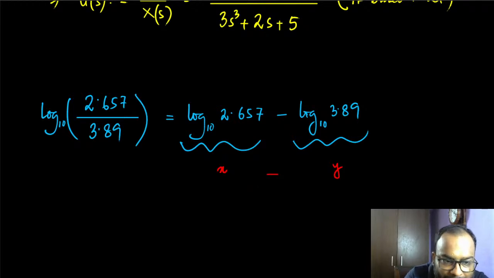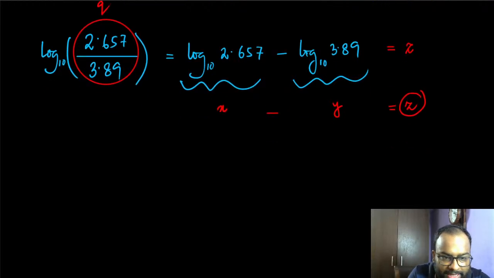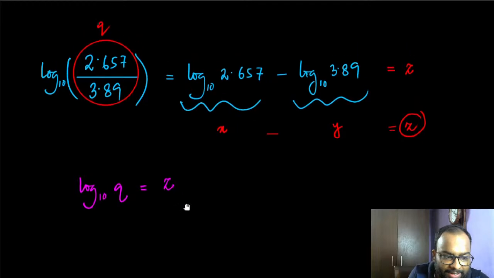So you end up with some other result. Let's call this z, the result of this subtraction. So z. Now what is z representing? Z is representing the logarithm of a certain number. Let's say that this number, the result, is q. Then z is essentially representing the log of q, right? So that's understandable, I guess.